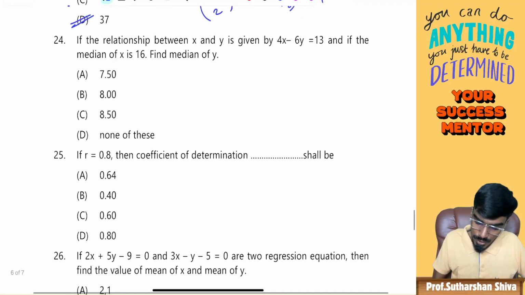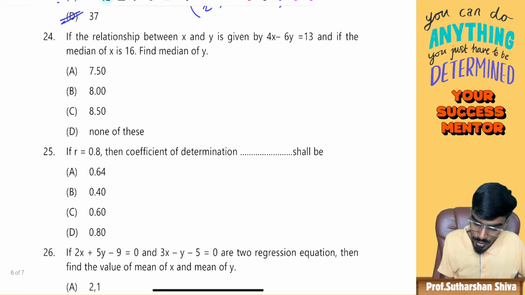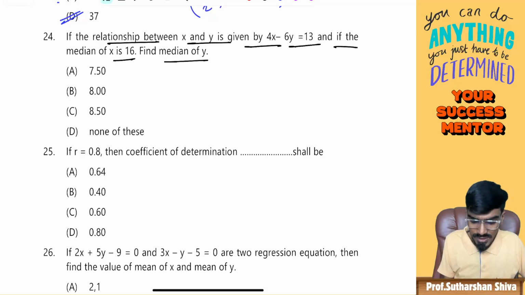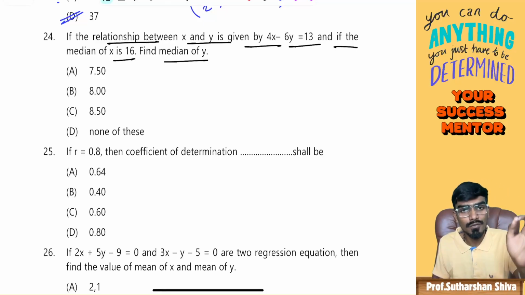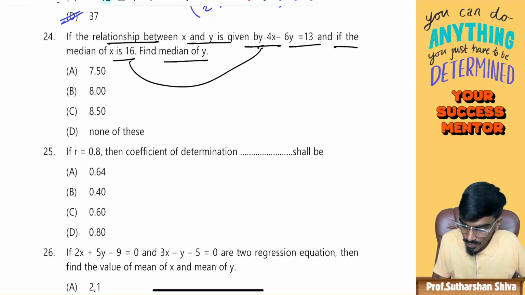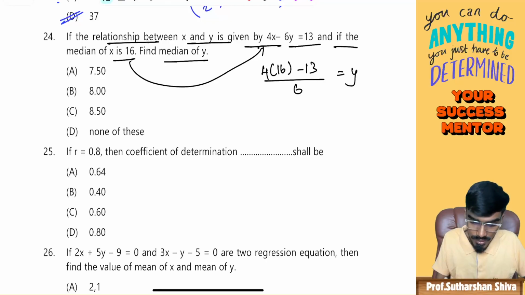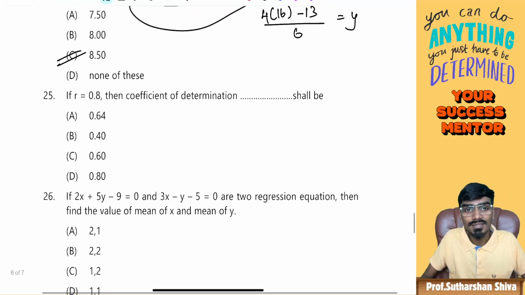Now come to question number 24. What is this question about? The relationship between x and y is given by 4x minus 6y equal to 13, and the median of x is 16. Median is also affected by both shift of origin as well as change of scale. Just substitute it in the option. 4 into 16 minus 13, divided by 6, equal to y. So 4 into 16 minus 13 divided by 6 is equal to 8.5. That is my answer.